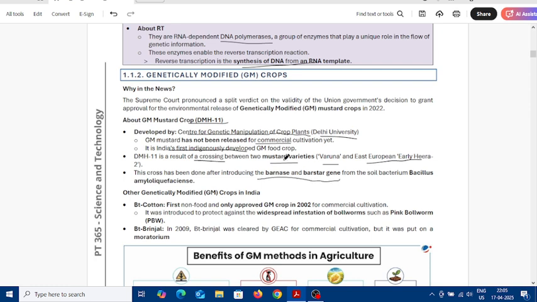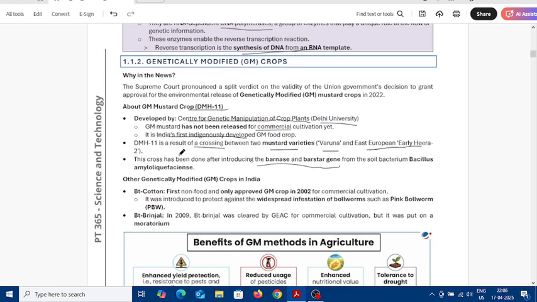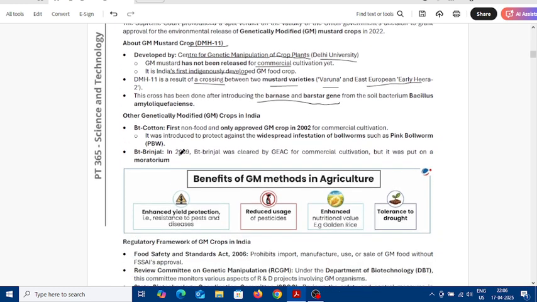So this is the bacteria from which we have derived these two genes, Barnase and Barstar, and these genes have been introduced in this DMH11 crop, which is again produced via crossing between two mustard varieties, Varuna, the indigenous variety of India, and the European variety, Early Heera 2. And the bacteria is obviously Bacillus amyloliquefaciens.